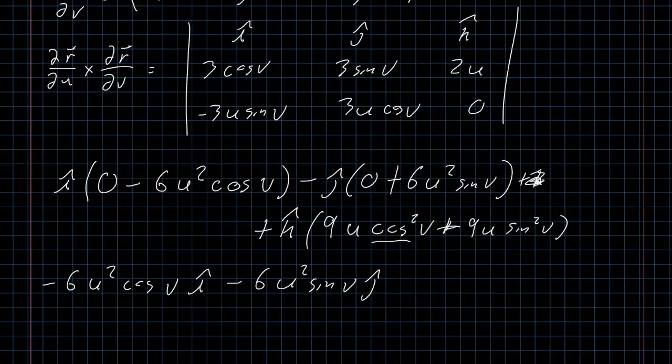And hey, look at that. We have a cosine squared and a sine squared. Sine squared plus cosine squared is 1. So 9u cosine squared plus 9u sine squared is just 9u in the k direction.